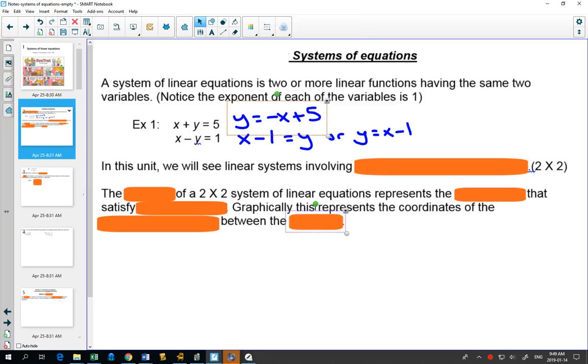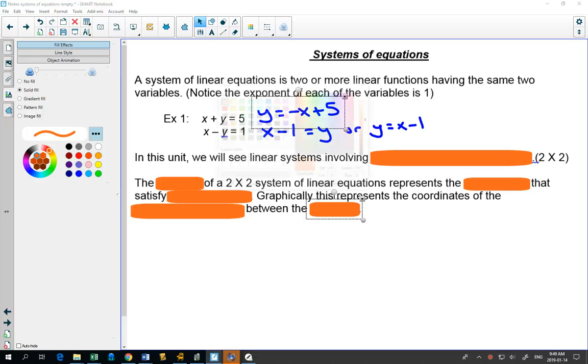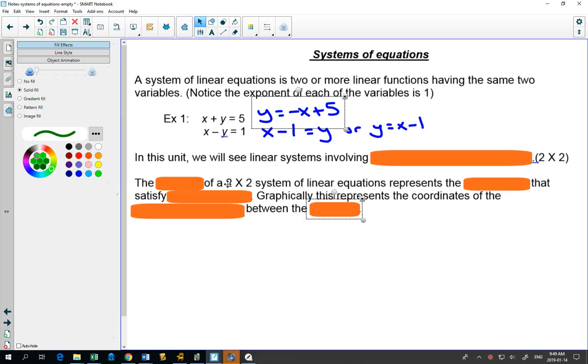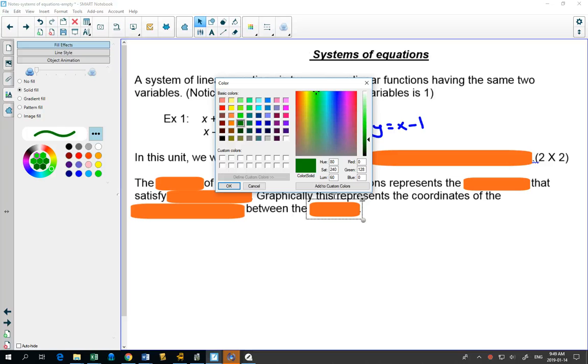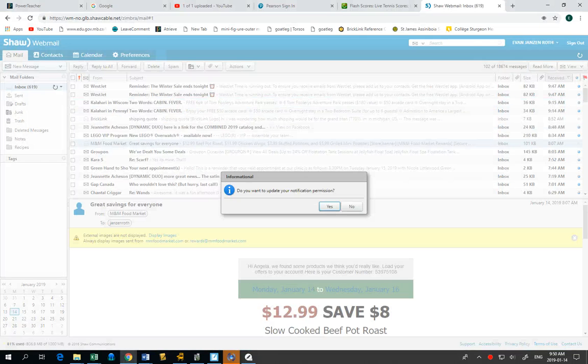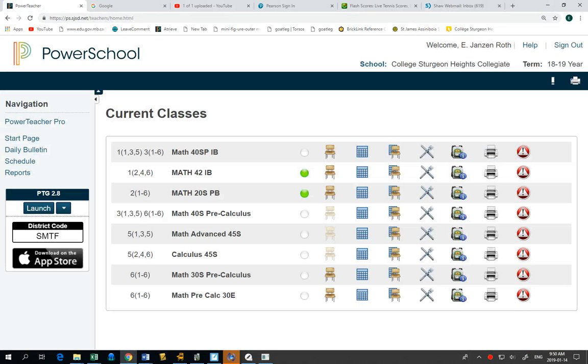I'm going to change the color of this to be green. Almost. Did it? You see green? Okay. Let's try that again. Supposed to change this to green. Oh, and it just shut down everything. That's a problem.